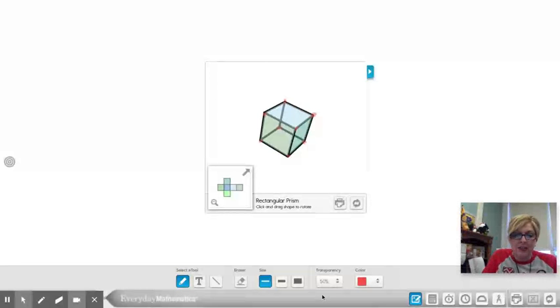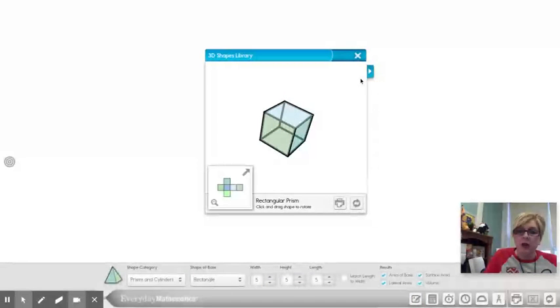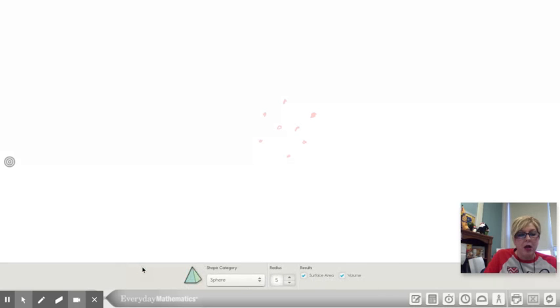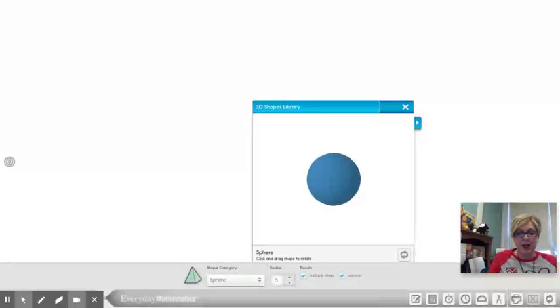Now, if I switch my shape, I'm not going to have time to go through all of the different attributes of the shapes today, but let's do one that can be a bit tricky. Let's see if this will pop up here. I'm going to change it to, it's taking a minute. There we go.